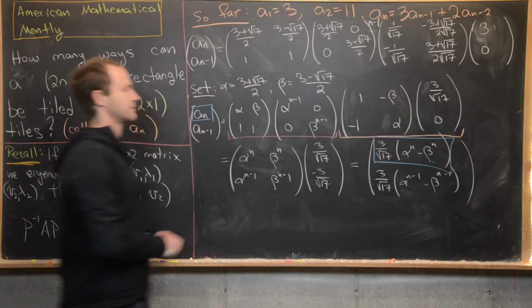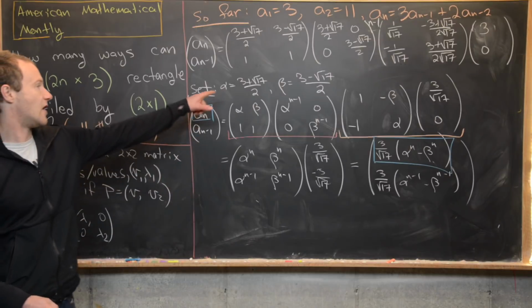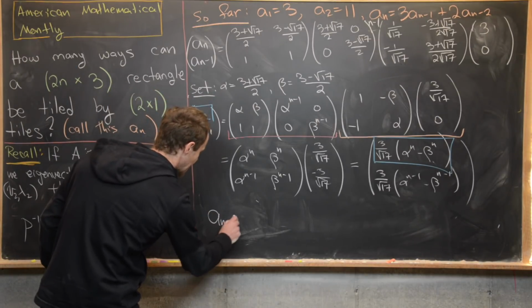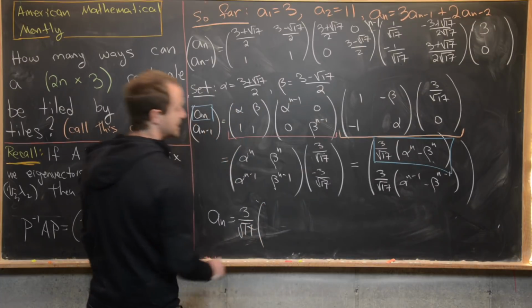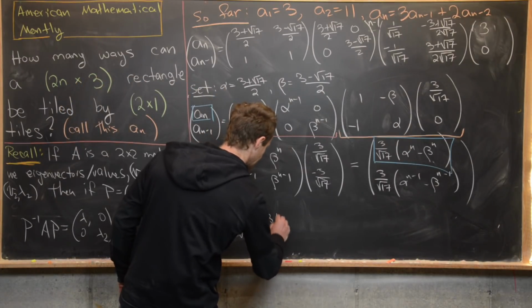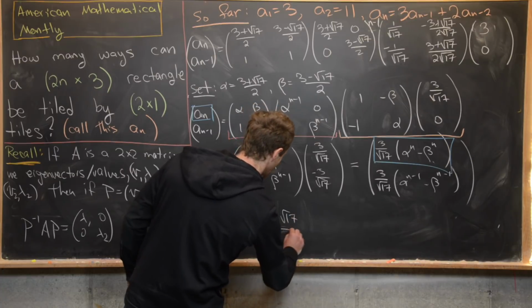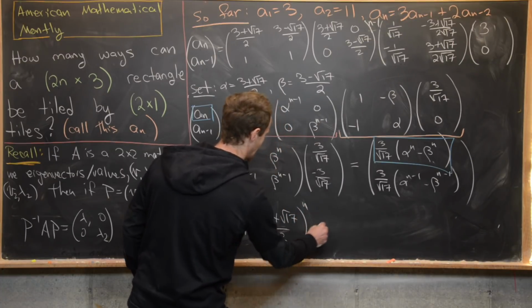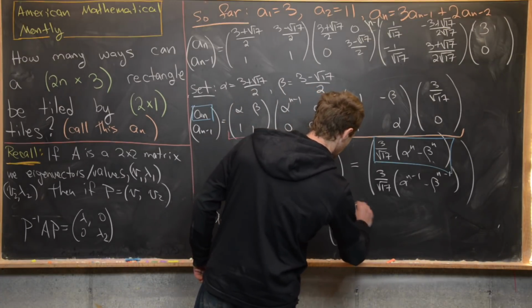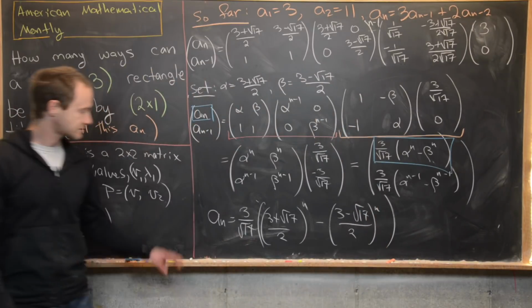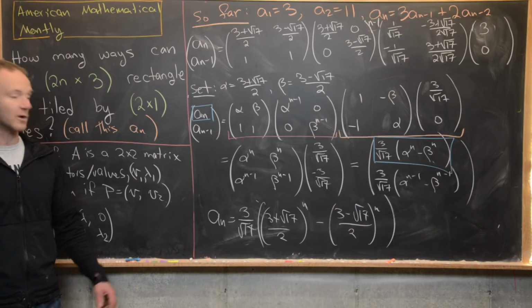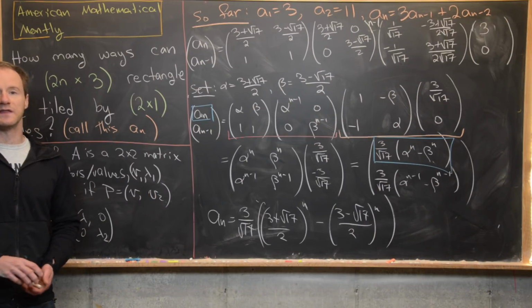Now, resubstituting our alpha and beta, we see that a sub n is 3 over square root of 17, and then we'll have ((3 plus root 17) over 2) all to the nth power minus ((3 minus root 17) over 2) all to the nth power. And that's our nice closed form for this tiling problem. And that's a good place to stop.